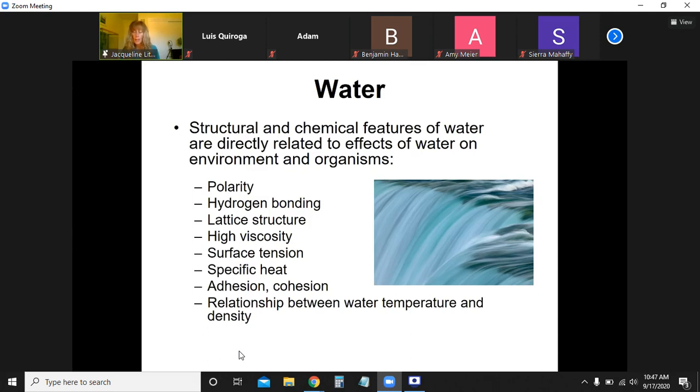And so there's also the aspect of the polarity of those hydrogen bonds that allows this cohesion between water molecules and adhesion with other polar molecules and ions.